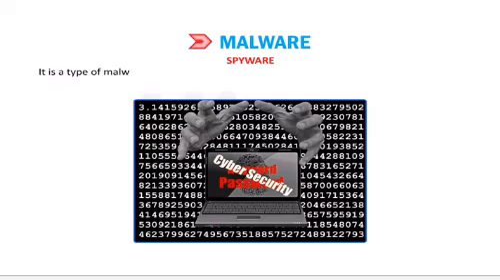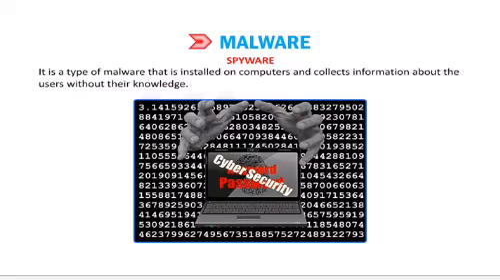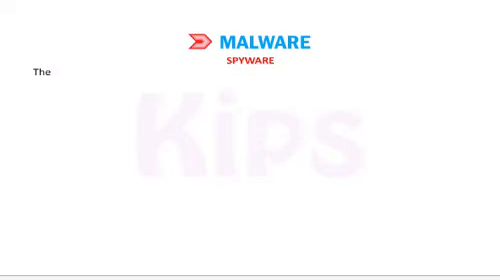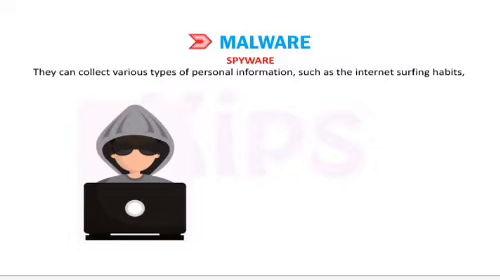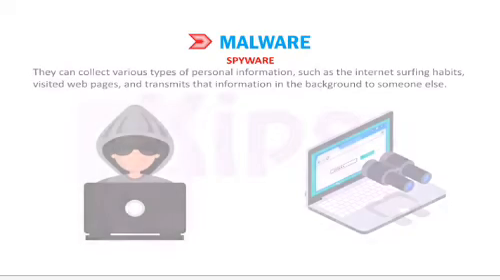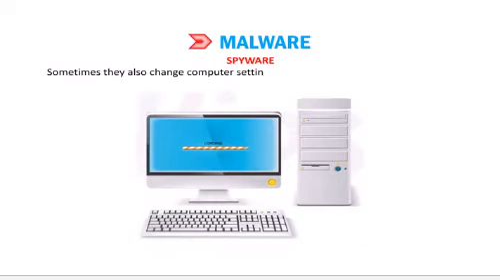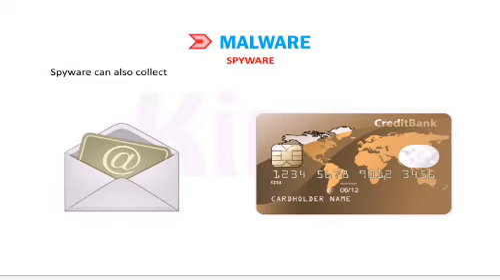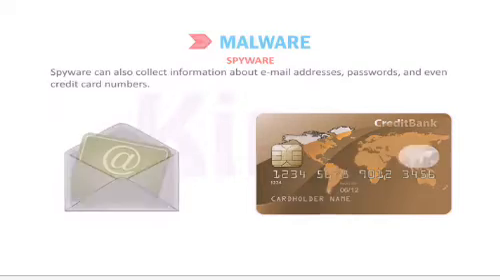Spyware. It is a type of malware that is installed on computers and collects information about the users without their knowledge. Spyware programs secretly monitor the user's computing. They can collect various types of personal information, such as the internet surfing habits, visited web pages, and transmit that information in the background to someone else. Sometimes they also change computer settings that result in slow connection speed and wrong functionality of the other programs. Spyware can also collect information about email addresses, passwords, and even credit card numbers.